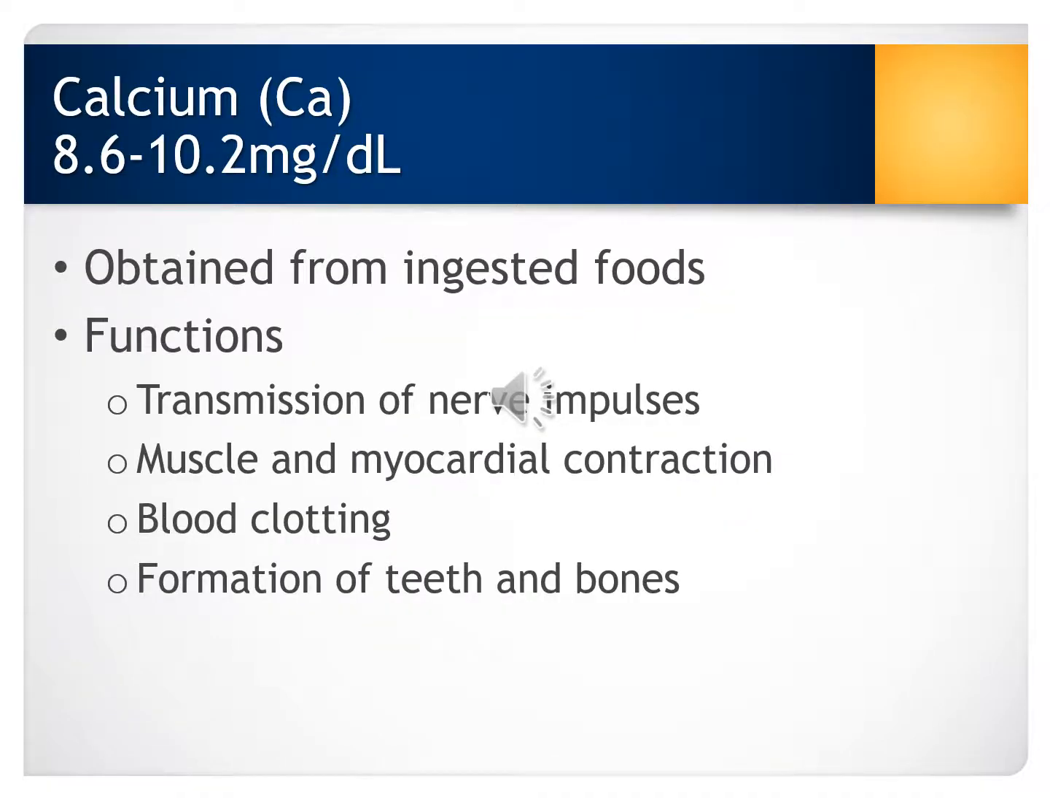Typically, calcium is obtained from the food that is ingested. However, only about 30% of the calcium from foods is absorbed in the GI tract. More of the body's calcium is combined with potassium and concentrated in the skeletal muscle system. The functions of calcium are the transmission of nerve impulses, muscle and myocardial contraction. You need adequate calcium for blood clotting and for the formation of strong and healthy teeth and bones.